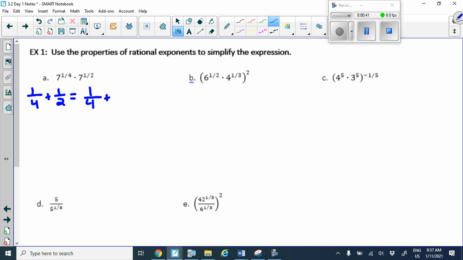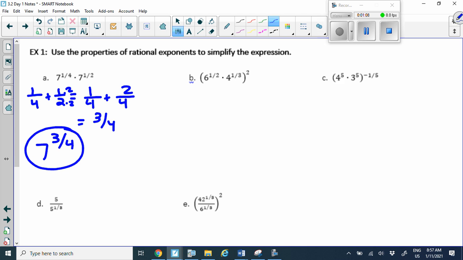So 1/4 stays the same. However, on the other one, what do we have to multiply 2 by to get 4? 2. So that means we also need to multiply the numerator by that. So do 2 times 2, so this gives that. So now I'm going to add, so 1/4 plus 2/4 equals 3/4. So then my answer here is going to be 7 to the 3/4. And that's going to be my final answer there, okay?